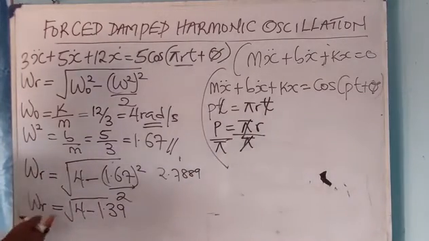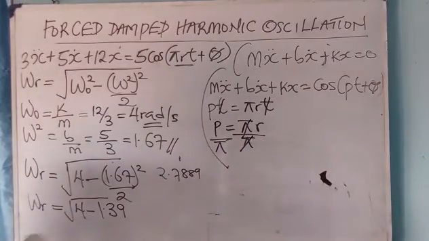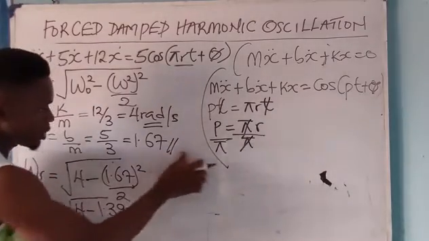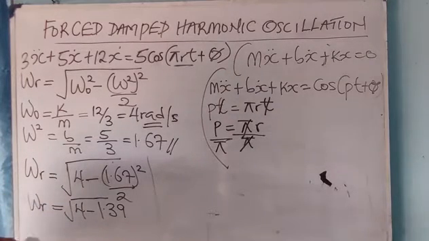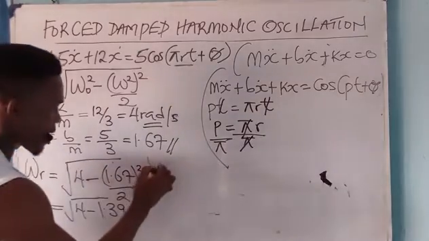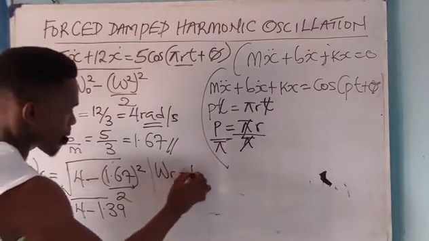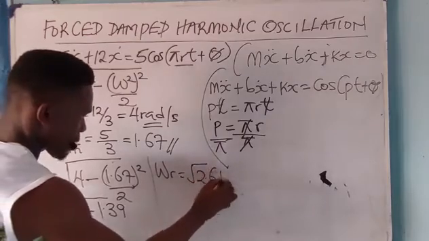Therefore, let's subtract and do the square roots. So 4 minus 1.39 equals 2.61. WR will equal the square root of 2.61.